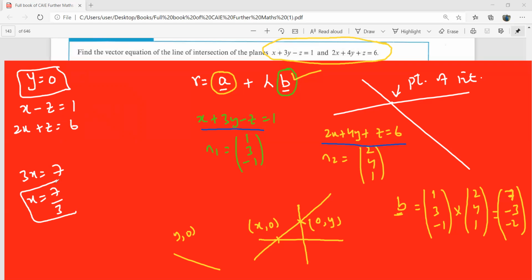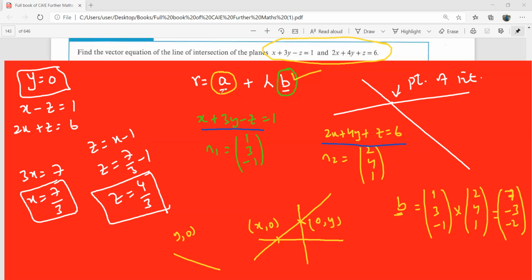This is the x coordinate here. Then you put x into these equations. So you have z is equal to x minus 1. So z is 7 over 3 minus 1. So this is going to be 4 over 3. So this is the z coordinate of that point on this line.